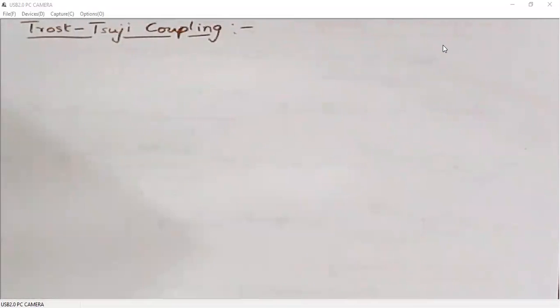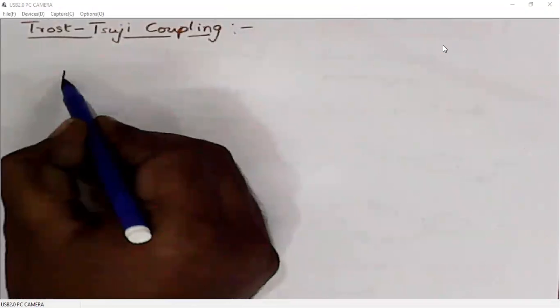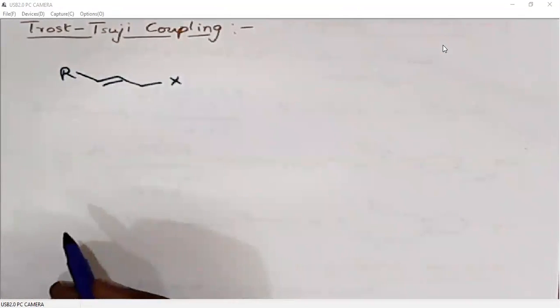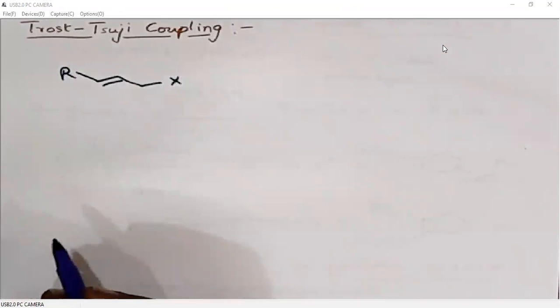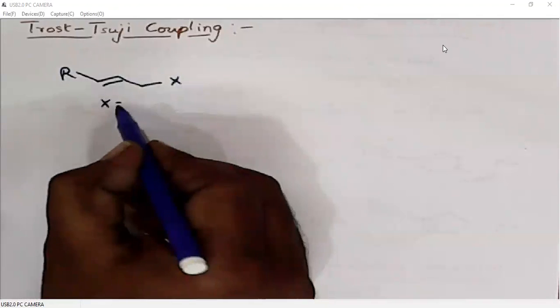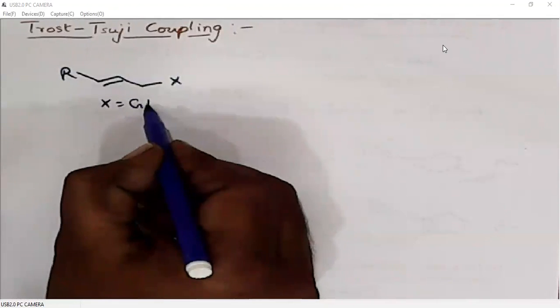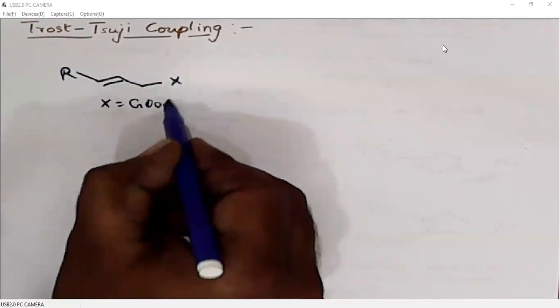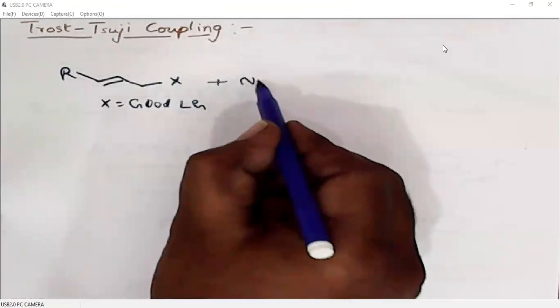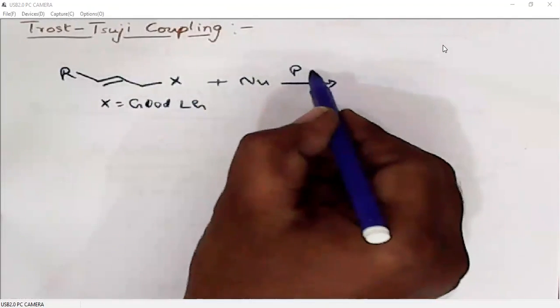In this class, we will discuss the Trost-Tsuji coupling reaction. What is the Trost-Tsuji coupling reaction? It is a palladium catalyzed coupling reaction between an allylic system, where X is a good leaving group, with a nucleophile in the presence of palladium.